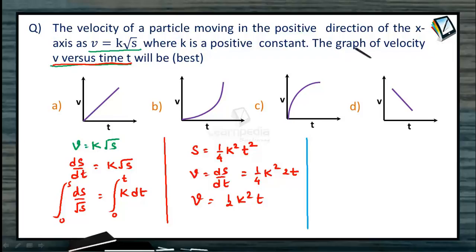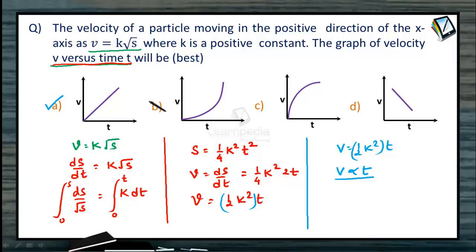We require the graph velocity v versus time t. So half k squared, this factor is constant. So v is equal to, we got, (1/2)k²t. This factor is constant, so we can write v is proportional to t. If v is proportional to t, it means the graph should be a straight line starting from the origin. So graph A will be the correct or the best graph.